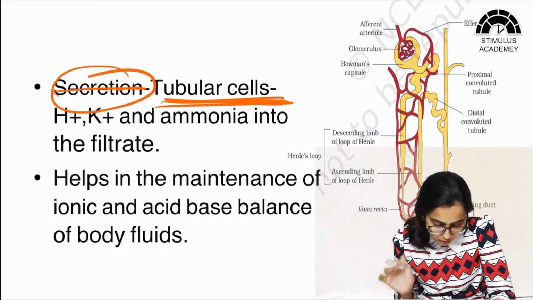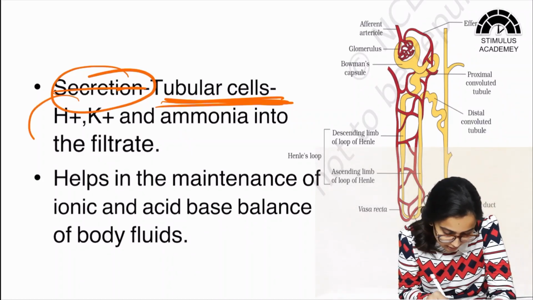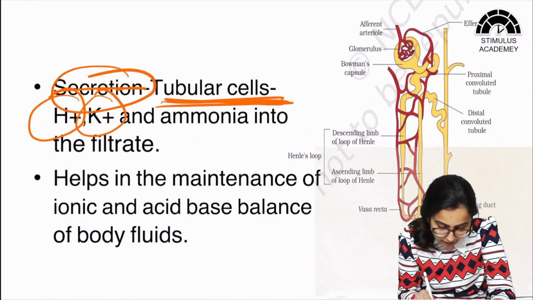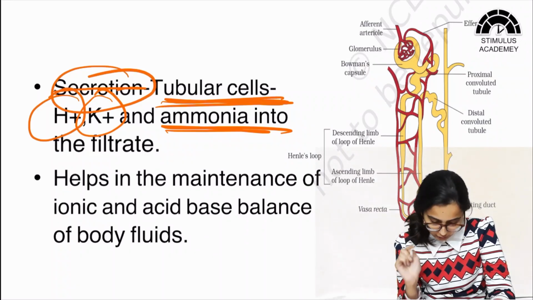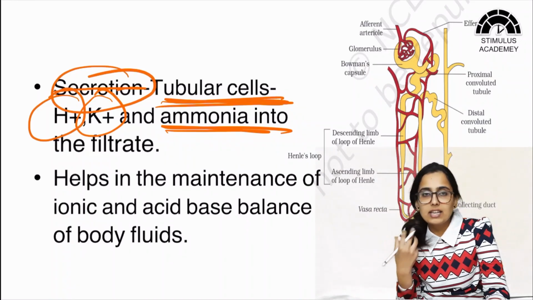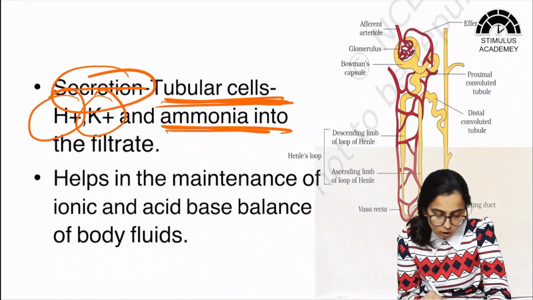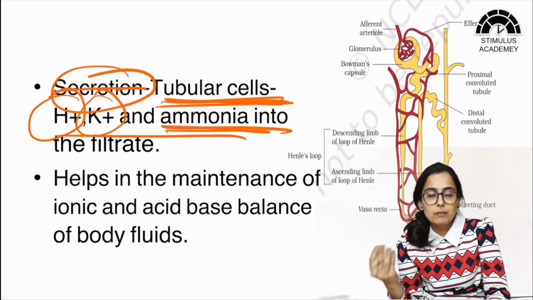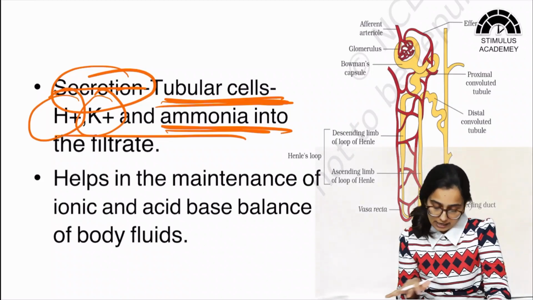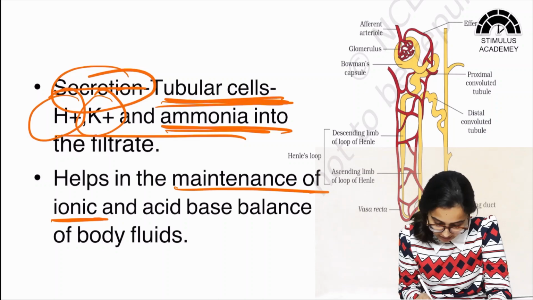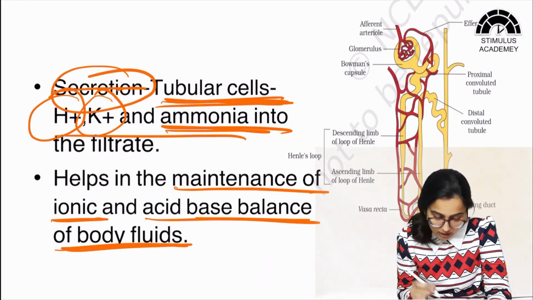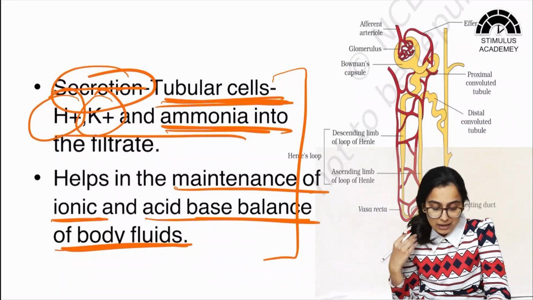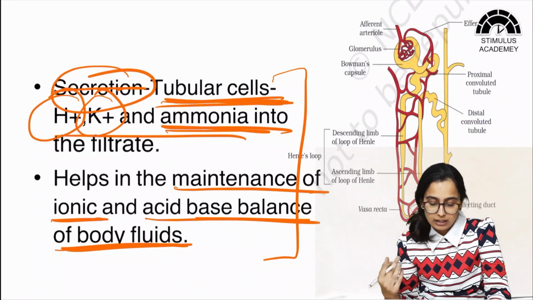Hydrogen ions are secreted into the lumen, and potassium and ammonia are secreted into the filtrate. Now what is the function of this secretion? Why is secretion occurring? We know that all of these three are ions. So these ions will be poured into the filtrate so as to maintain an ionic balance. So the maintenance of ionic and acid base balance of the body fluids will occur with the help of this secretion.